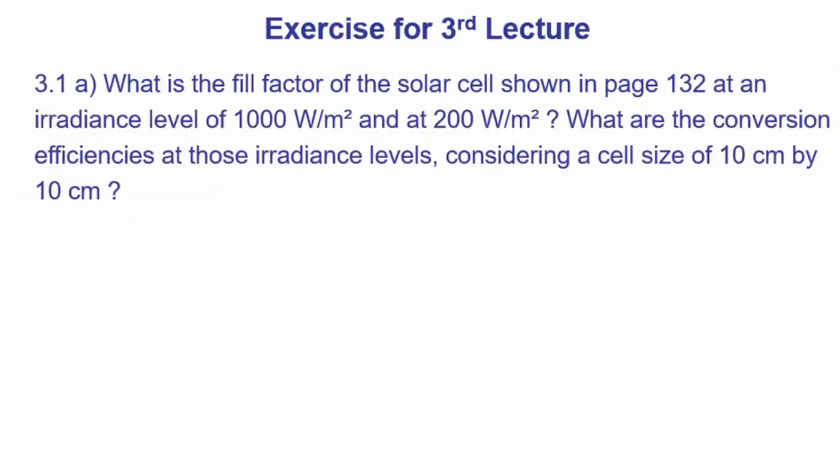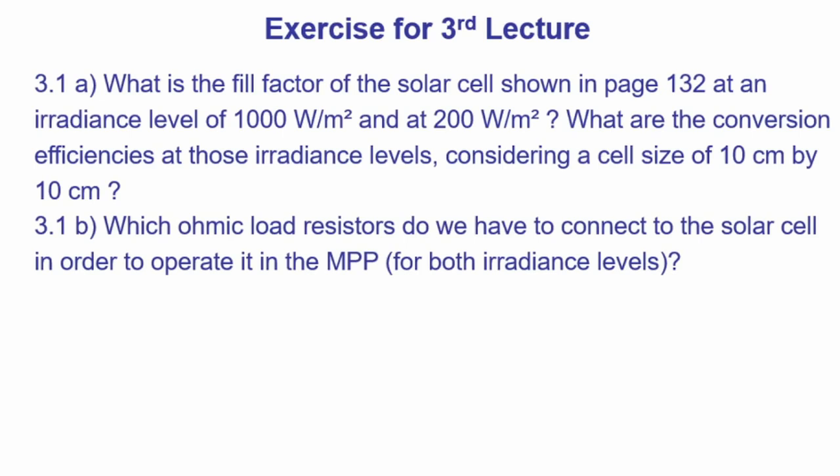This will also be part of the exercise, but the first part of the exercise is that we want to know what the fill factor of the solar cell shown on page 133 is. This was a page with a lot of yellow curves at different irradiance levels. The next question is, what is the conversion efficiency at those irradiance levels if you consider a cell size of 10 by 10 centimeters, that means 100 square centimeters.